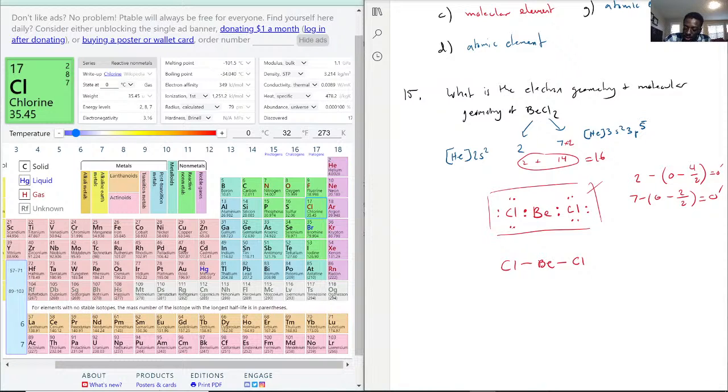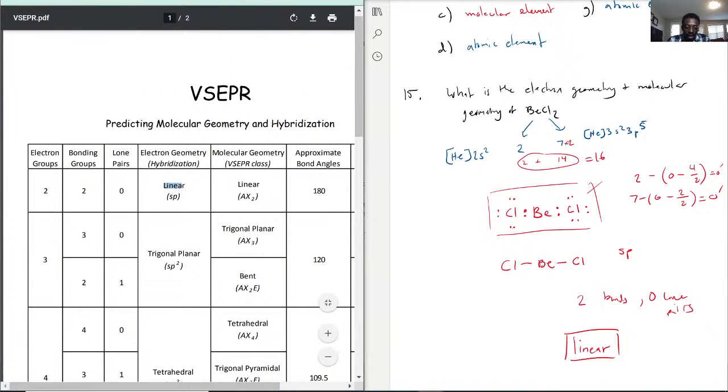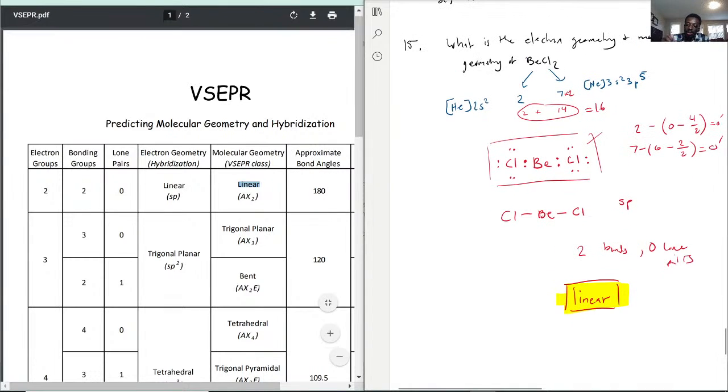So now geometry. This right here, beryllium, because it only has 2, it'll be an sp hybridization. And now going beyond that, to figure out what shape it is going to be, as you can tell, it's going to be relatively linear, but more importantly, you see that you have 2 bonds and 0 lone pairs. So because of that, its electron geometry and molecular geometry are both going to be linear. And we can actually check the VSEPR theory here on the sheet. 2 electron groups. Exactly. Electron geometry linear, molecular geometry linear. So that's the answer here for question 15. It's just going to be linear.